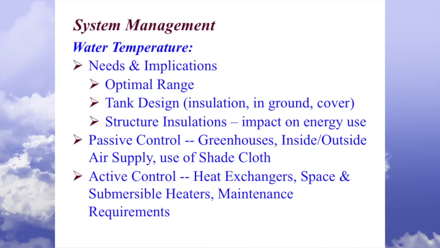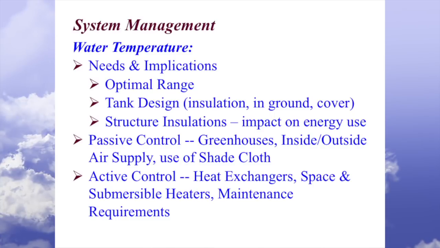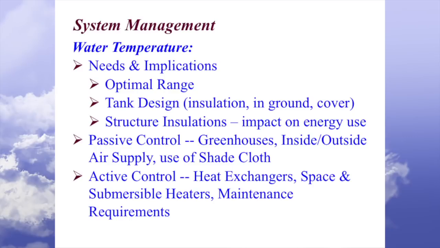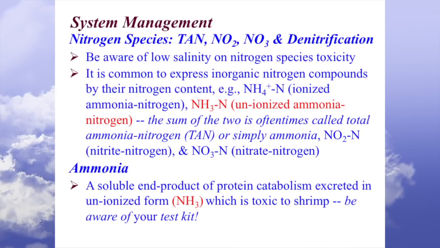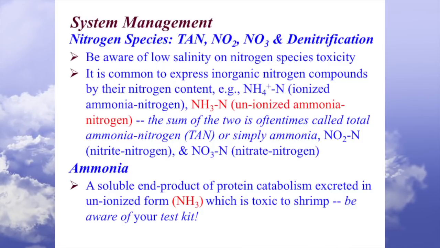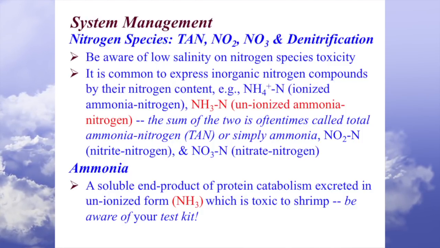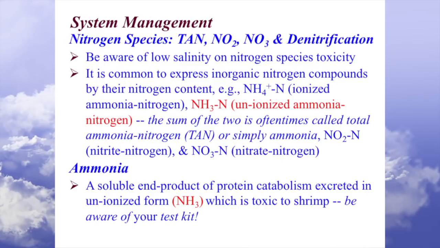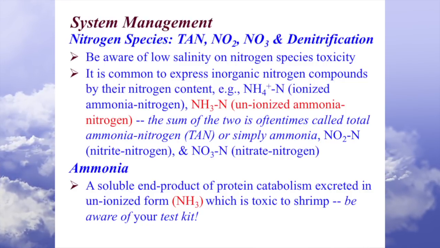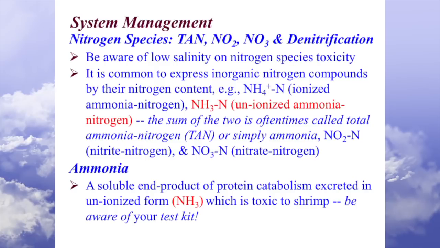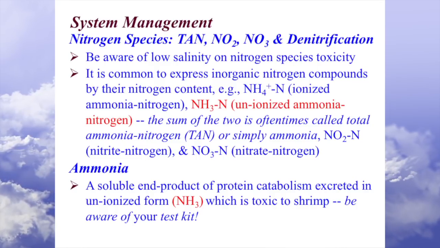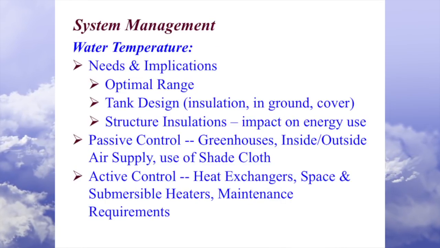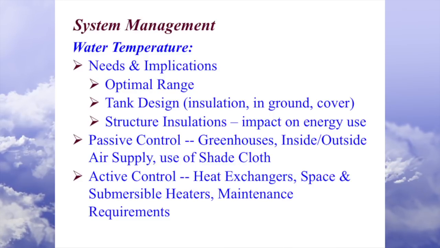Tank design in terms of insulation and then structural insulation is very important. Here we see also passive control if you're using greenhouses, and there are different types of greenhouses that can be used, including 2-layer with insulation material that will give you some diffuse light that I really like, that will help you conserve energy significantly.